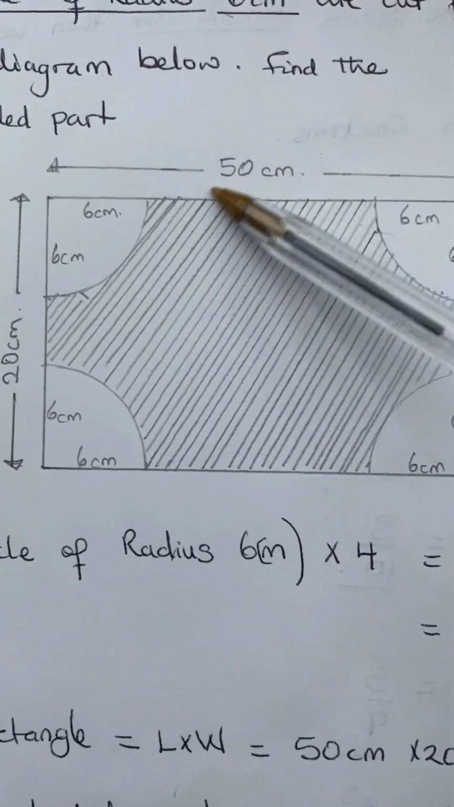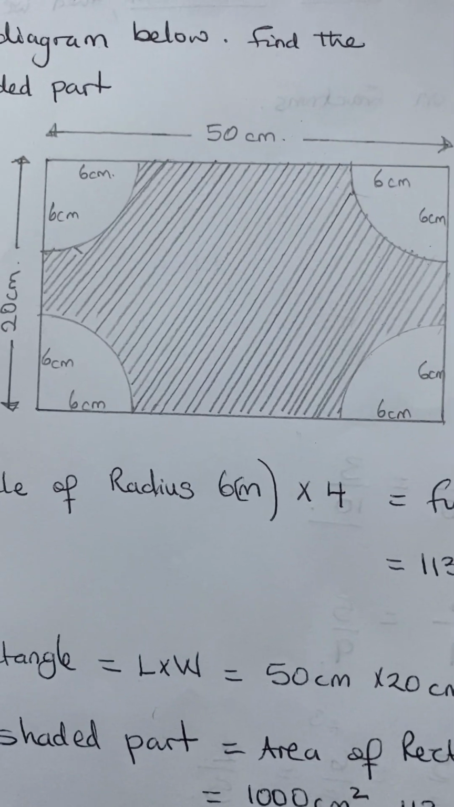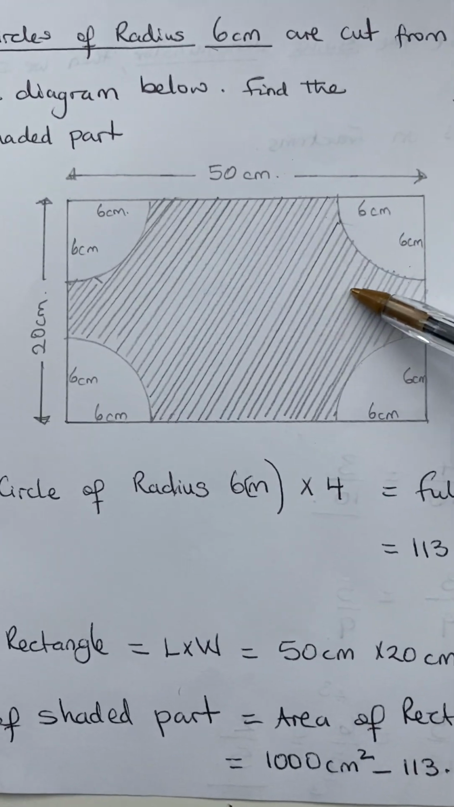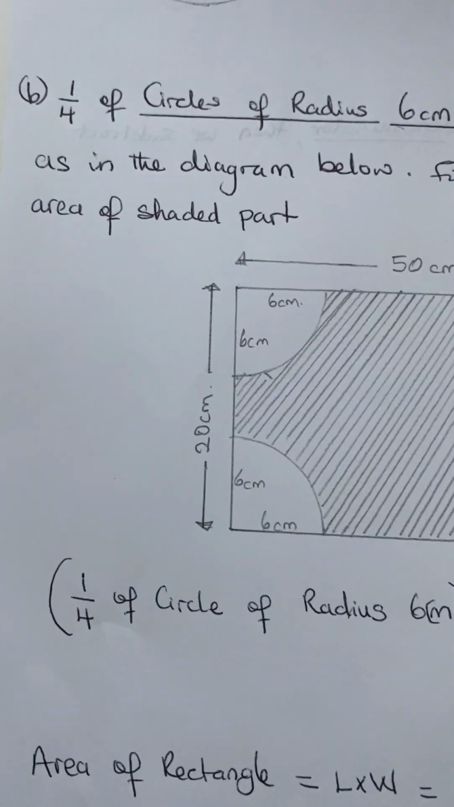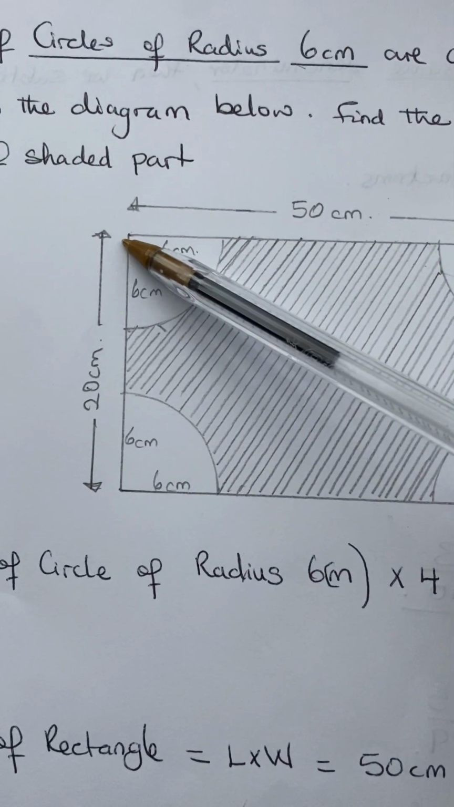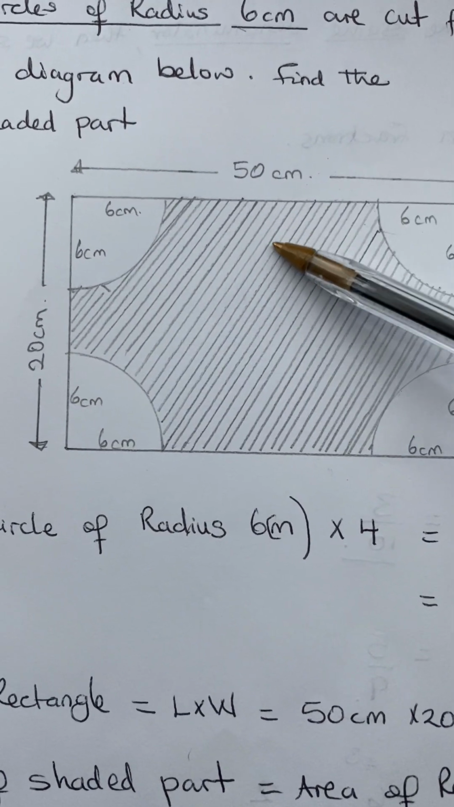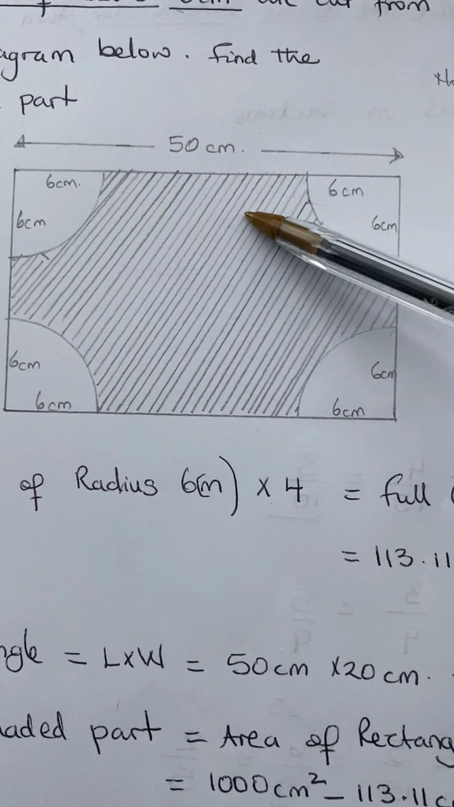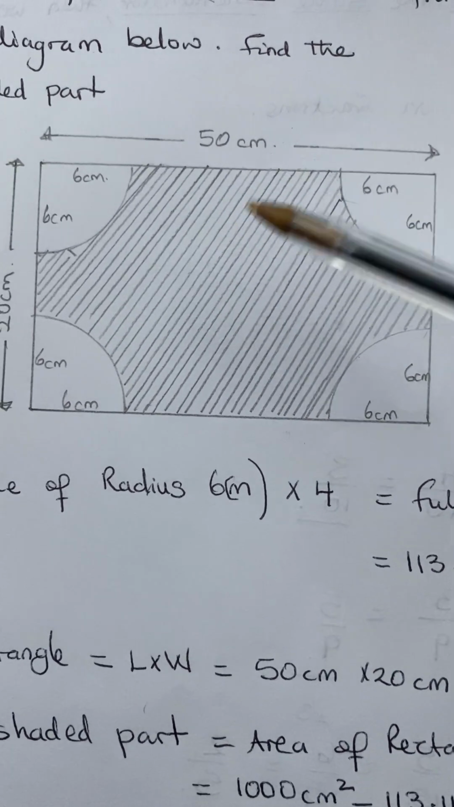Here, the diagram was given, but assuming the diagram wasn't given, you should be ready to translate what you've been given into a diagram so that you can understand. So this is a rectangle, 50 centimeters by 20 centimeters. Everything is in centimeters, so my units will be in centimeters. This is the shaded part. I drew this, but it was given.